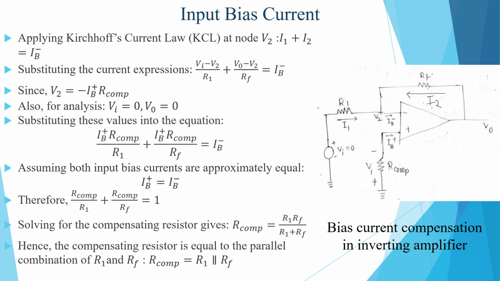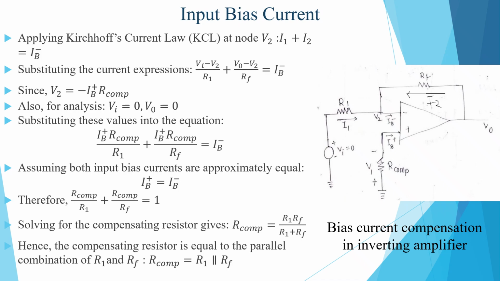Then by substituting the current expression, (Vi minus V2) by R1 plus (V0 minus V2) by RF is equal to IB minus. But we have V2 is equal to minus IB plus into R-comp. Also, we have Vi equal to 0 and Vout equal to 0. So by substituting these values in the equation, we can get IB plus R-comp by R1 plus IB plus R-comp by RF is equal to IB minus.